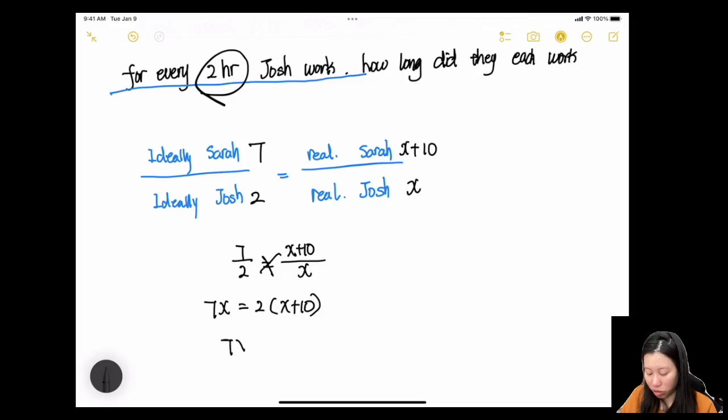Now we simplify it. We have 7x equals 2x plus 10, and then we try to solve for x by subtracting 2x on both sides. We have 5x equals 10, so x equals 2. So x equals 2 is how much Josh worked.